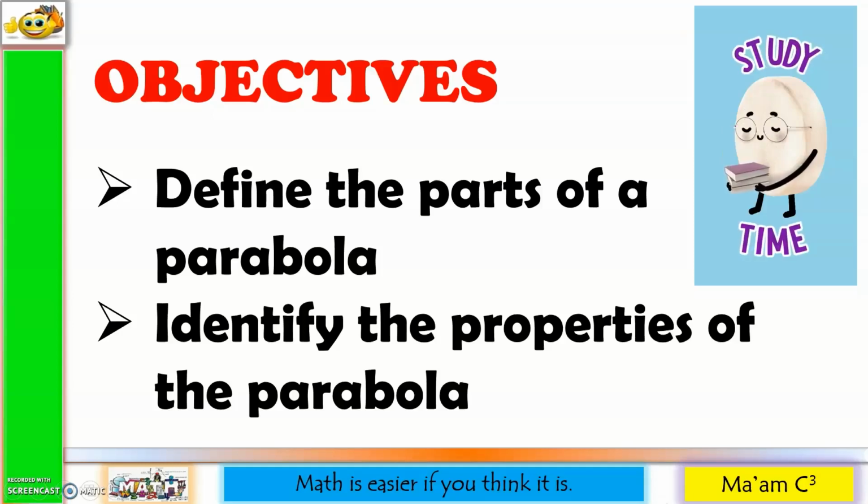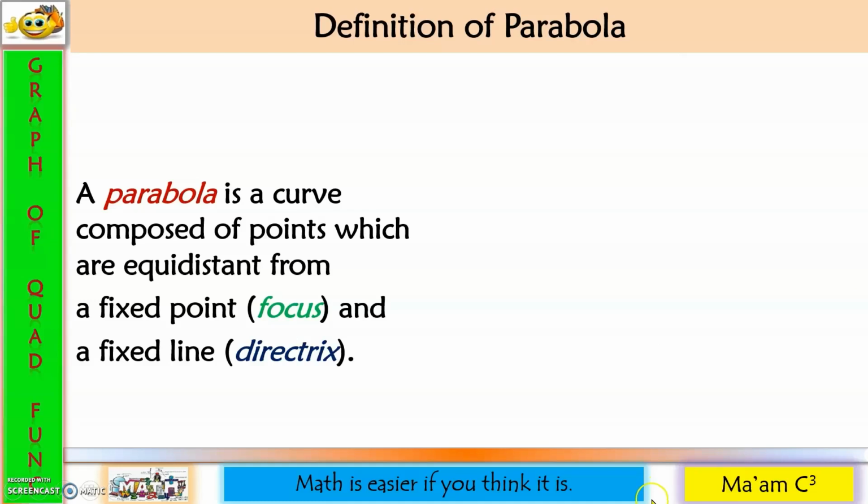Our objectives for this lesson are the following. Define the parts of a parabola and identify the properties of the parabola. So what is a parabola? A parabola is the graph of a quadratic function.